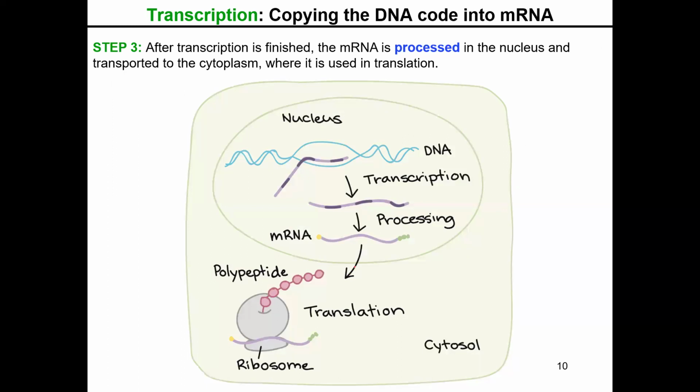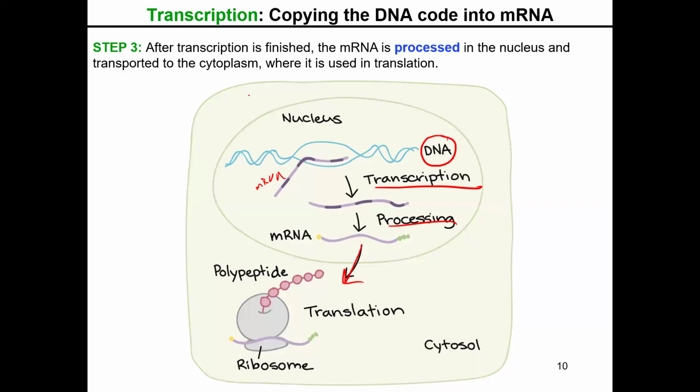All right, so now we went ahead and went through all that. We created our mRNA. We have that piece now. So after we're completely done, the mRNA is going to be processed in the nucleus and transported to the cytoplasm, where it is used in translation. So again, we have our DNA. It went ahead and opened up. We went ahead and copied it with our mRNA. So we're using the DNA as a template. We went through the transcription process, make sure everything looks good. And now it's going to go ahead and leave the nucleus.